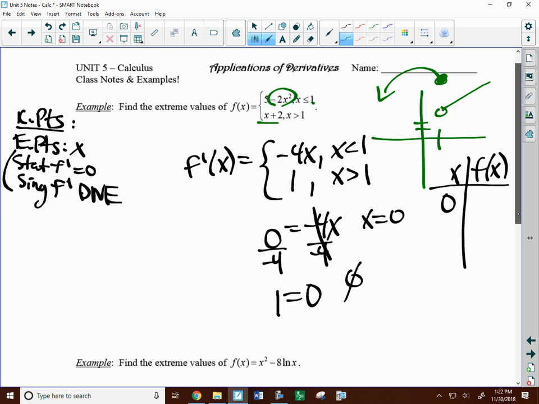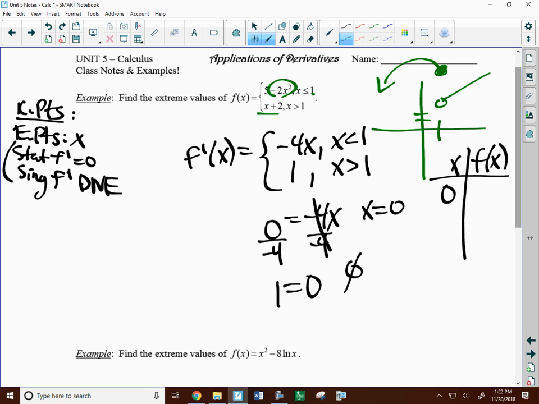Then I need to look, so I kind of did these separately this time, but it's still based on the derivative. I need to see if there's any singular points. I need to see if the derivative does not exist. Now, guys, with stationary points, do you remember the derivative doesn't exist when there's a corner or a cusp, like a vertical tangent, or the most common one, discontinuity.